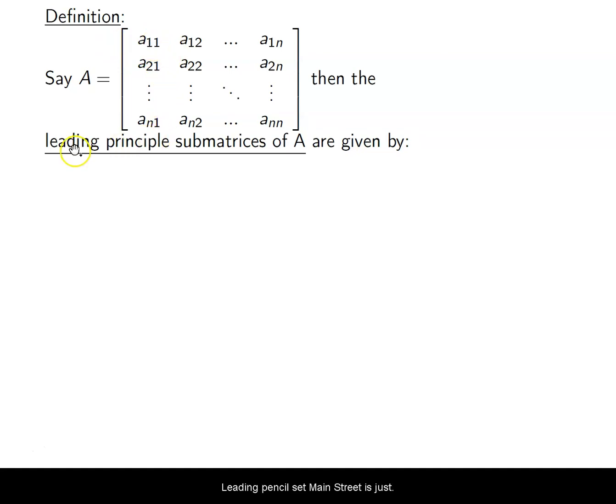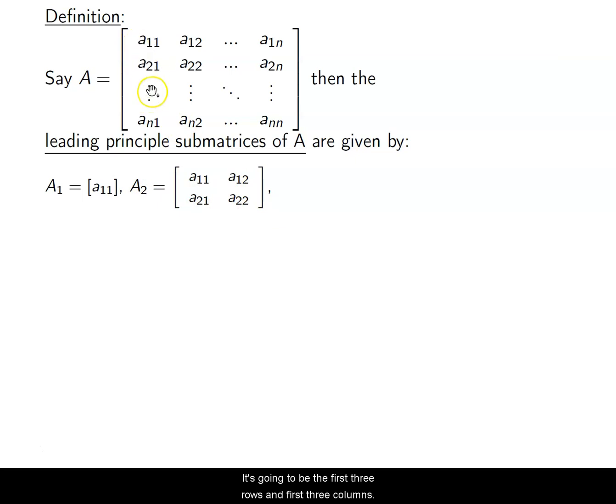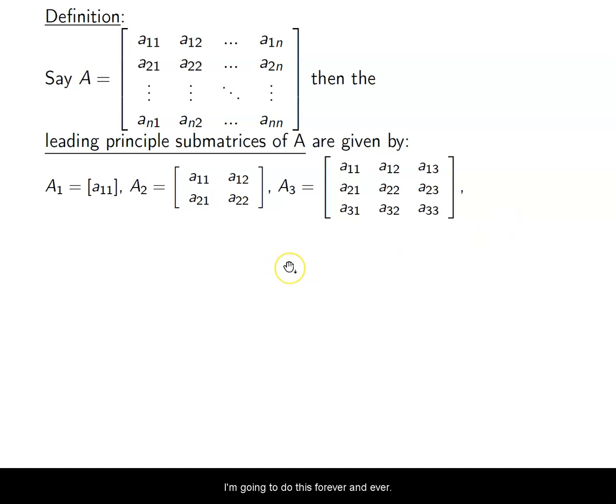So our first leading principal submatrix is just the matrix formed by this single entry A11. My second principal submatrix is going to be the next sized square starting here. So this 2 by 2 in this corner is my A2 principal submatrix. For A3, it's going to be the first 3 rows and first 3 columns. Okay, and I'm going to do this until I reach n. So the A sub n principal submatrix is going to be the same as my matrix A.